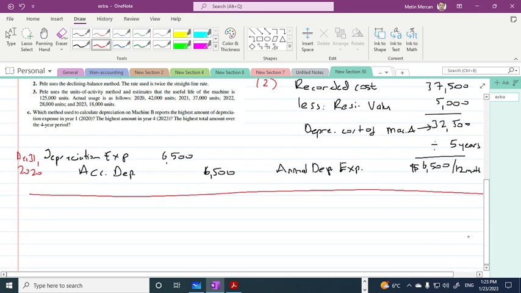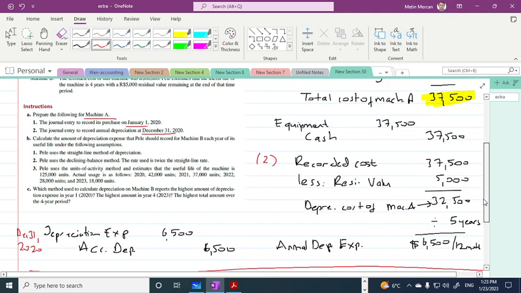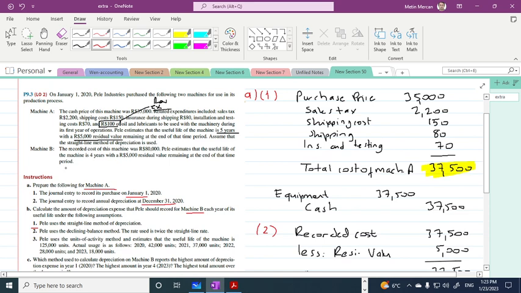Alright, so this is how we do part B. In part B, it says to calculate the amount of depreciation expense that Pele should record for machine B each year of its useful life under the following assumptions. Let's say Pele, the accounting person, uses the straight line method again. So what's machine B? The recorded cost of the machine is 80,000. Pele estimates that the useful life is 4 years and the residual value is 5,000.